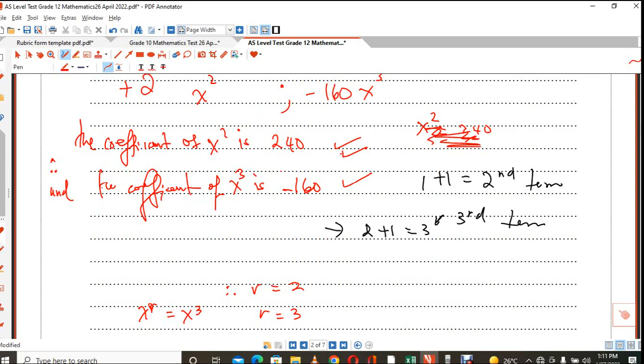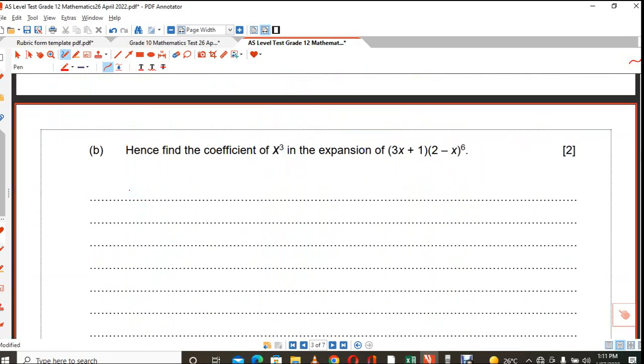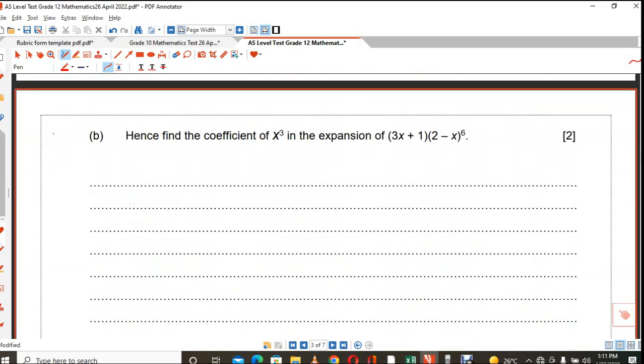Yeah, but just answer the thing anyway, don't be lazy. Hence, find the coefficient of x cubed in this one. So, you just have to multiply. This is already 3x plus 1. And this is 2 minus x raised to the power of 6. Which you now know it's 3x plus 1. And we already have the coefficients there.